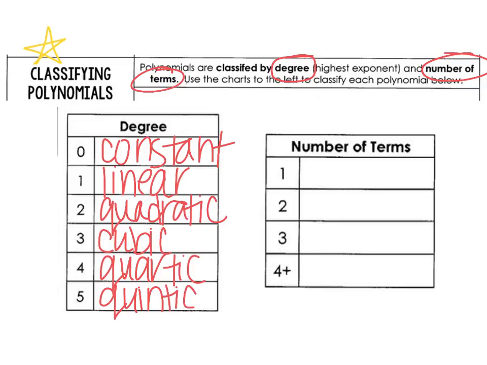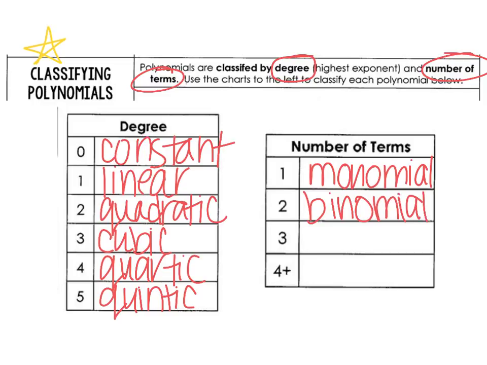Then if we're classifying by the number of terms, so how many terms does it have? If it's a single term, we already went over that, we call that a monomial. If there's two terms, we call that a binomial. Binomial, like bicycle has two wheels, binomial has two terms. All right, if it has three terms, we call that a trinomial. Tri means three, like a triangle has three sides. Trinomial has three terms. And anything that has four or more terms, we just call it a polynomial.